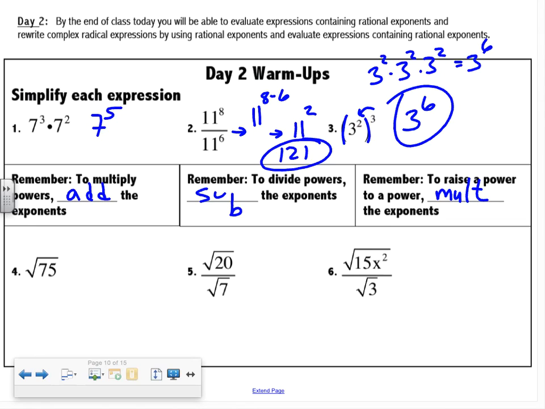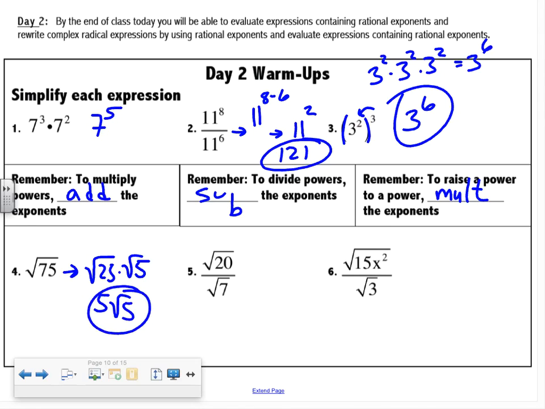Number 4 is reducing radicals. Since this is a square root, you're going to want to find perfect squares that would go into 75. Perfect squares being things like 4, 9, 16, 25, 36, 49, and so forth. In this case, 25 goes in. So you can write this as the square root of 25 times the square root of 3. And the whole reason we picked a perfect square is because we actually know what the square root of a perfect square is. The square root of 25 is 5. So this becomes 5 square roots of 3.